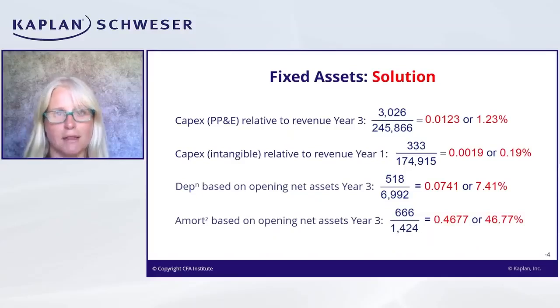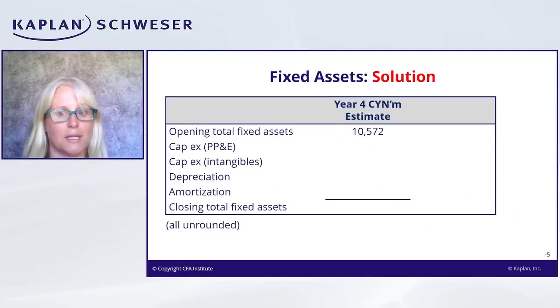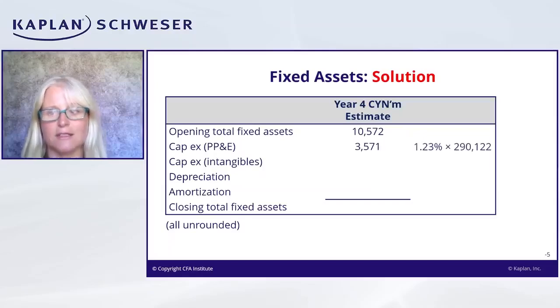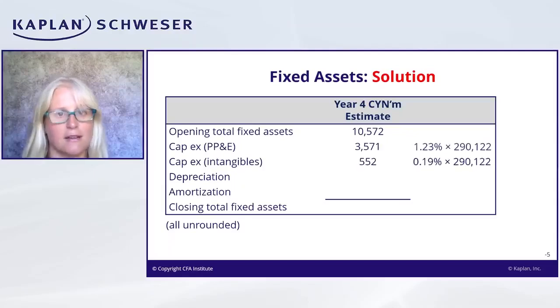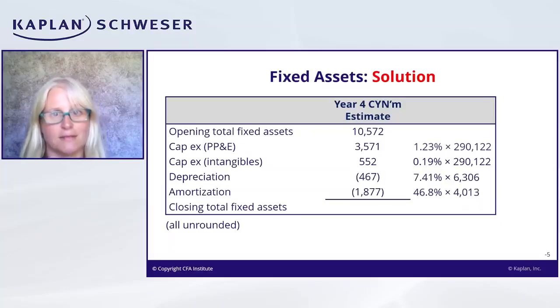So we can now apply the CapEx figures to year 4 revenue. We can apply our depreciation and amortization to the year 3 fixed asset figures, and that will give us year 4's depreciation and amortization. So here we go. Opening total fixed assets, net book value. Capital expenditure, figure that we've worked out based on the year 4 predicted revenue, which was given, and depreciation based on the proportion that we worked out and applied to the year 3 figures, because they're the year 4 opening.